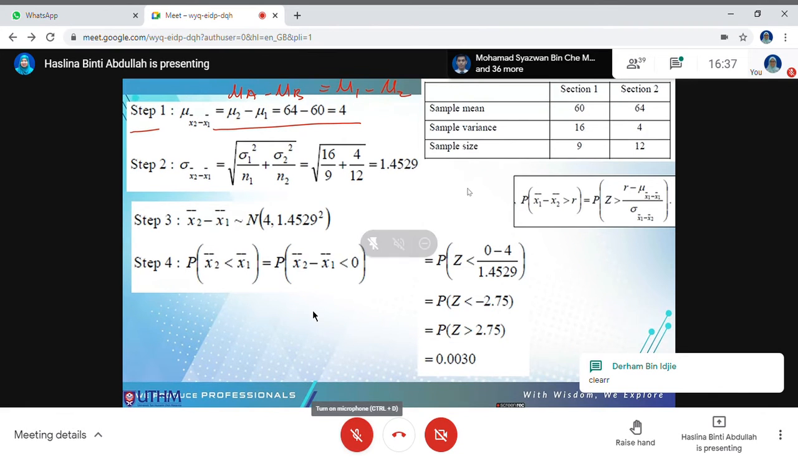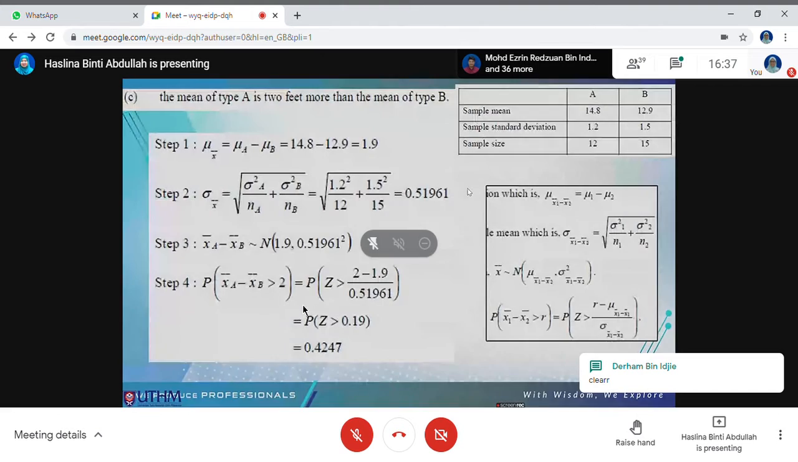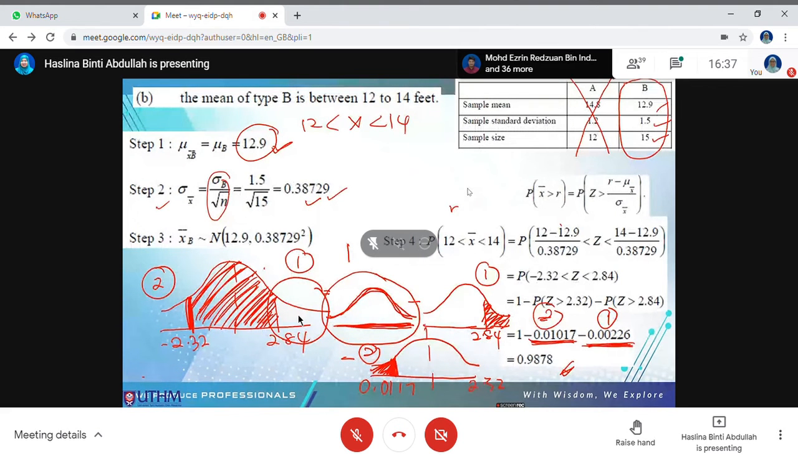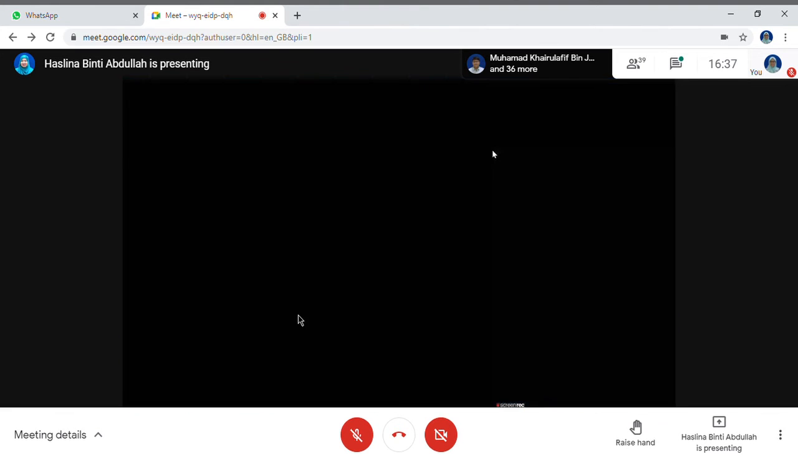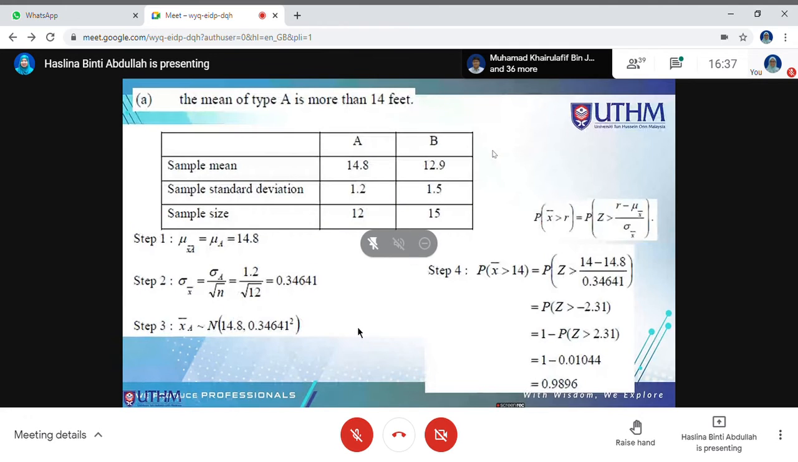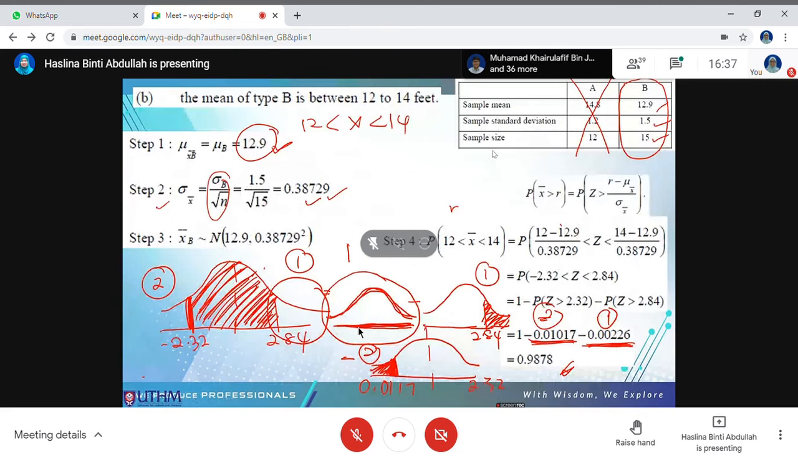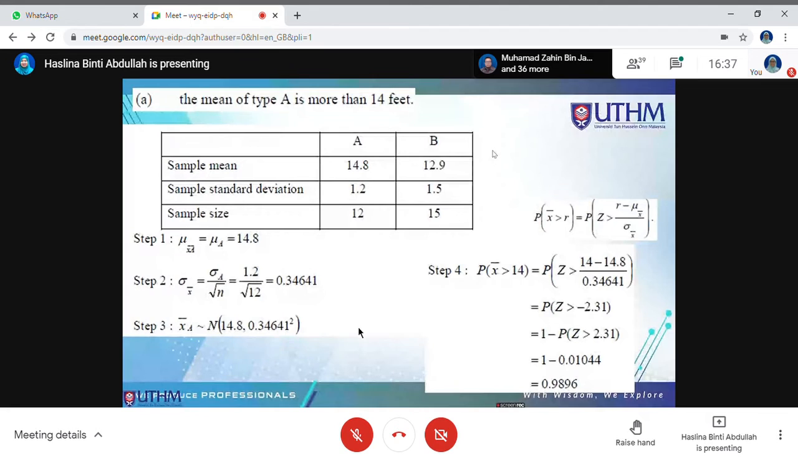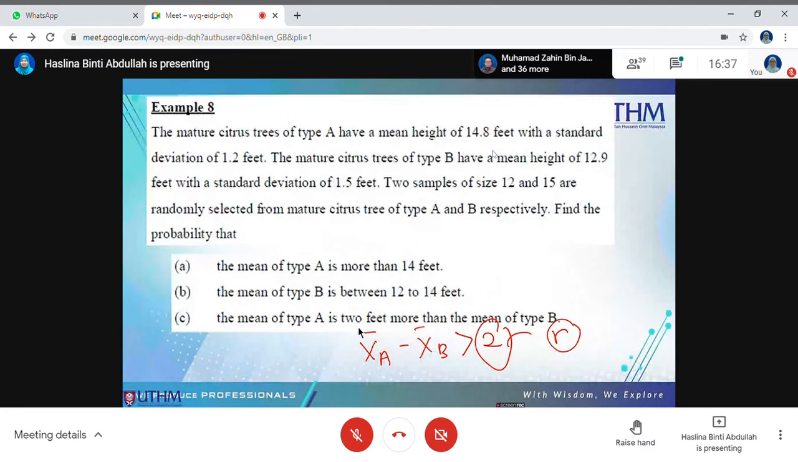If you refer to the previous example, it stated type A first. The mean of type A. That's why it is mu A minus mu B.